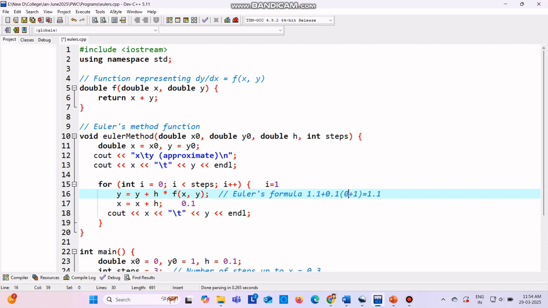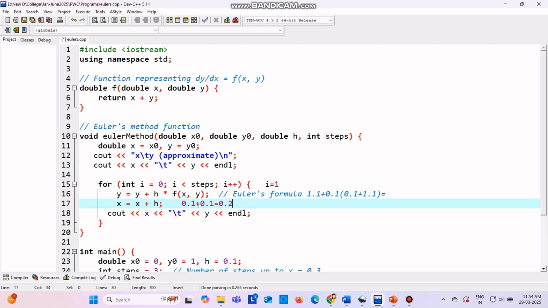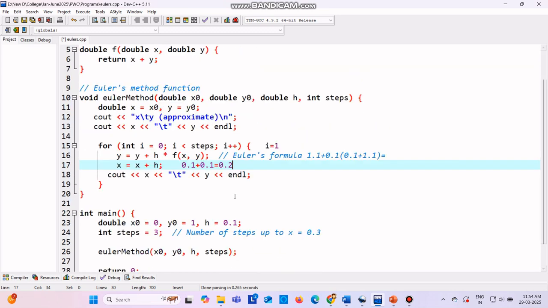into x plus y. What is the value of x? 0.1, and y is 1.1. So again we will get a new value, and then we will increment the value of x. The x value will be 0.1 plus 0.1, because h is 0.1, so 0.2. Here we are displaying the value of y at 0.1. Like that, till 0.3 we will do, and finally we will display the result.